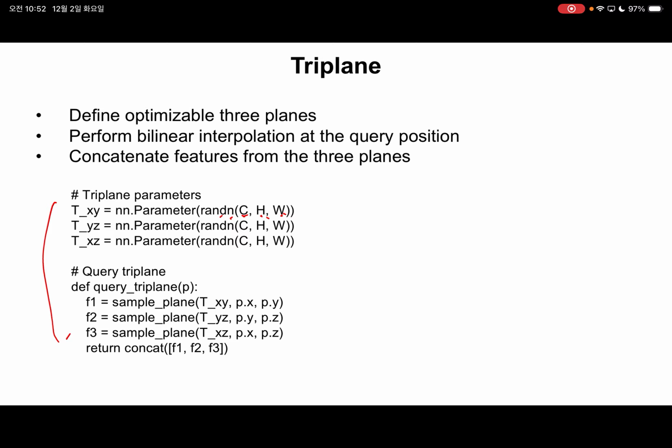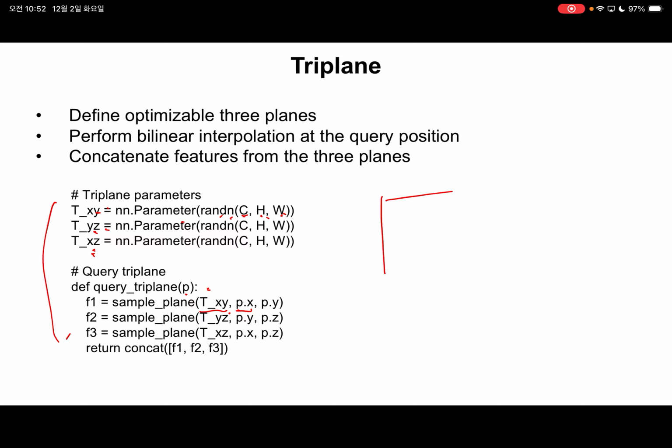So there are 3 planes: the XY plane, YZ plane, and XZ plane, and the parameter means they are optimizable, like neural network weights. And there are 3 planes: TXY, TYZ, TXZ. And then this is the sampling function. For example, we pass the XY plane, and our point of interest is P. Then we pass the position of X and then the position of Y.